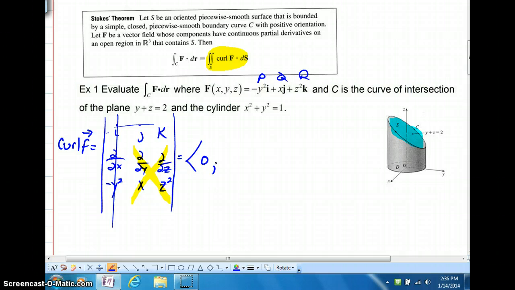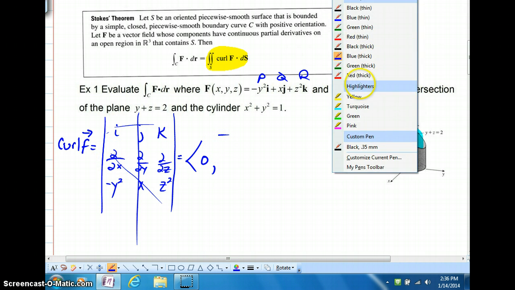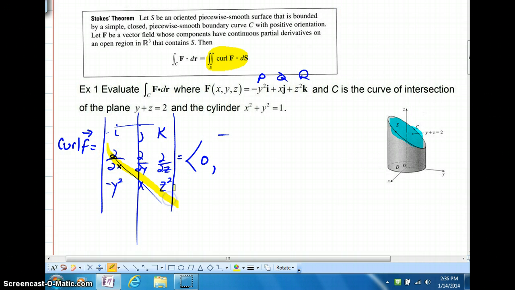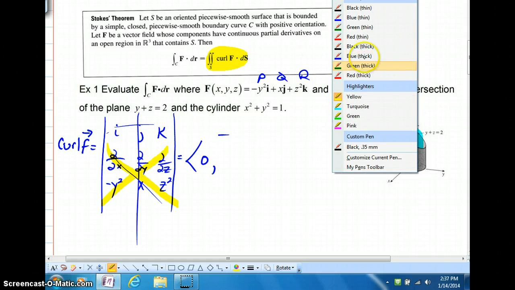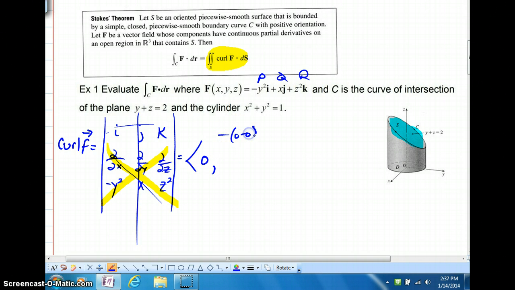You bet. Let's move on to our j component. Cross out that middle row. Remember, we'd actually have a minus in here. What's the partial derivative of z squared with respect to x? 0. And now minus the partial derivative of negative y squared with respect to z. That would also be 0. So you'd have 0 minus 0, with a negative out in front of it. My j component is 0. Wow, get a load of that.